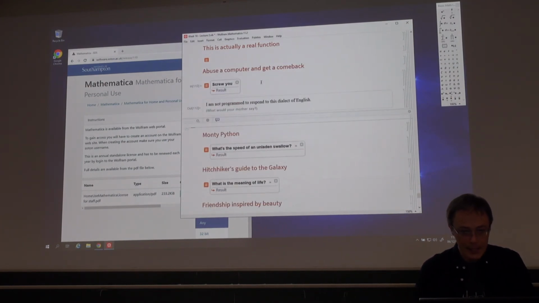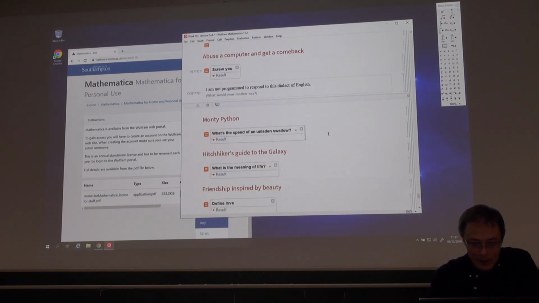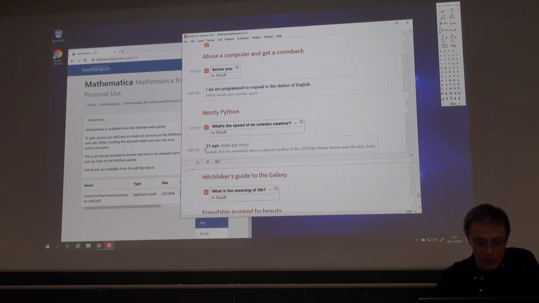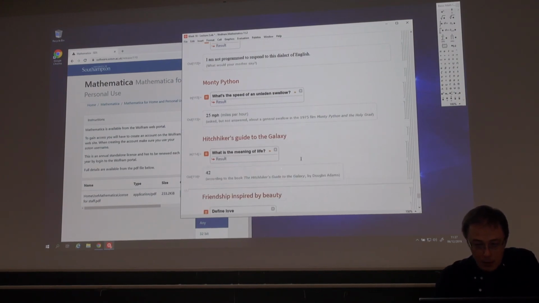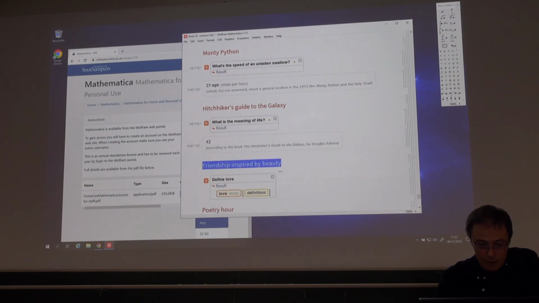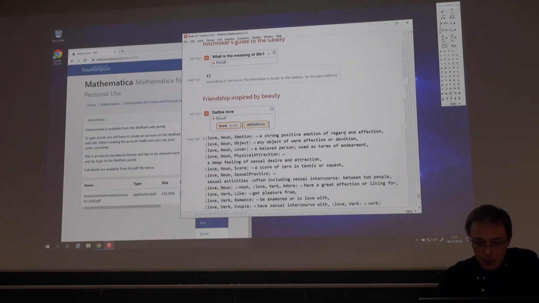If you're not being polite, it will ask you what your mother would say. It does have some limited cultural knowledge. So speed of unladen swallow is 25 miles an hour. 1975, film Monty Python and the Holy Grail. The meaning of life is obviously 42. Then that's the definition of love that I use. It's from Seneca, but if you ask for the definitions that it has, strong positive emotion, sexual desire and attraction, score of 0 in tennis or squash.